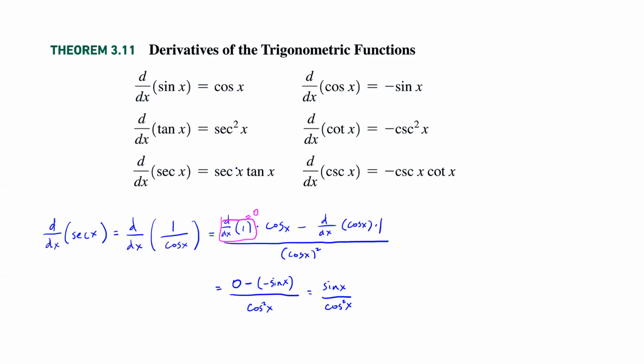It doesn't quite look like the formula that we get here, but we can easily do a little bit of manipulating. I can write this as 1 over cosine x times sine over cosine x. And there we see that 1 over cosine is secant x, and sine over cosine is tangent x. Okay, so there we have it. So that gives us this one here, right?